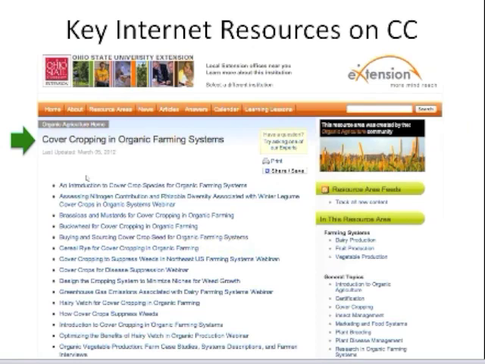And I'd particularly like to highlight, for those of you who perhaps don't have a lot of experience already with cover cropping, to go to the articles under cover cropping and organic farming systems, where you'll find a series of fact sheets related to the different uses, different types, and applications of cover crops and what they can do for you.